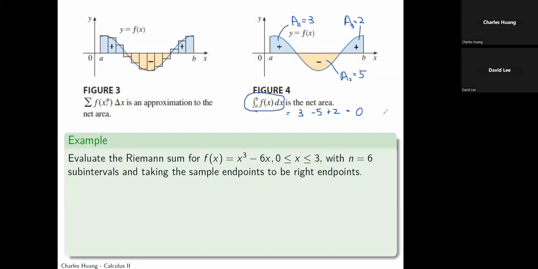All right, so we want you to be able to visualize and understand the basic graphical meaning of the integral. And we also want you to be able to calculate the Riemann sum, and hopefully be able to use the definition.